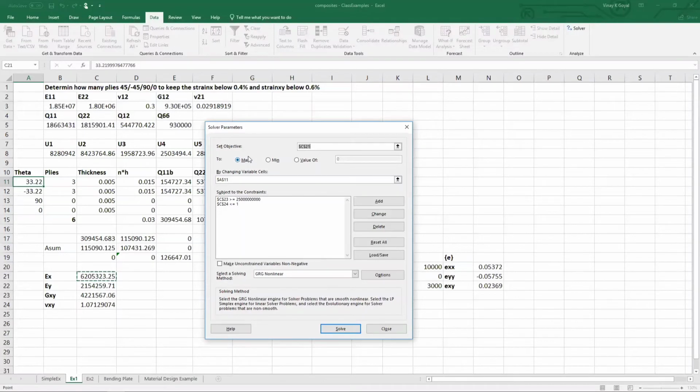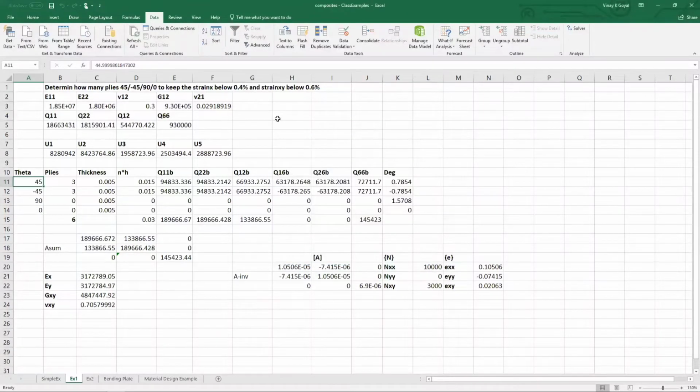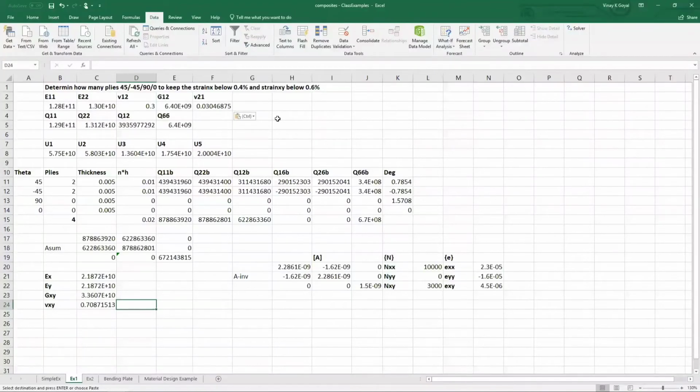And then you can hit solve, and here it says could not find a feasible solution. Let's see. Okay, sorry about that, but I entered these values E11, E22 incorrectly, so I have updated that.